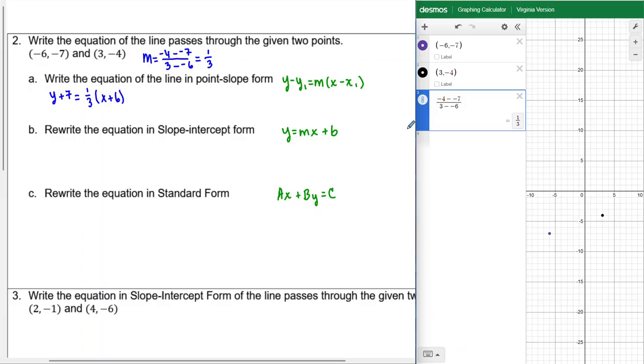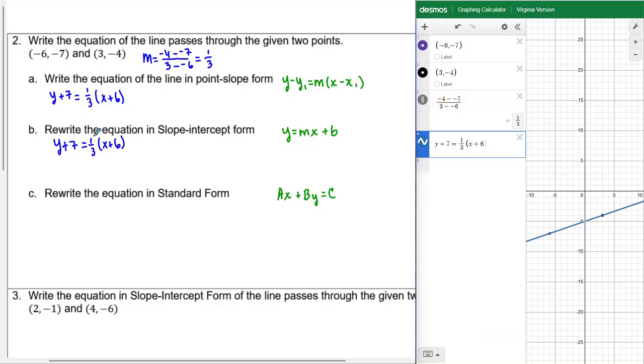And that's it. Let's go ahead and graph it just to make sure that we have the right form in here. So it should go through those 2 points, which it does. And again, remember, you can choose either of the points, this one or this one. I just chose the first one. Okay. All right, and then rewrite it in slope intercept form. So we're going to copy this down.